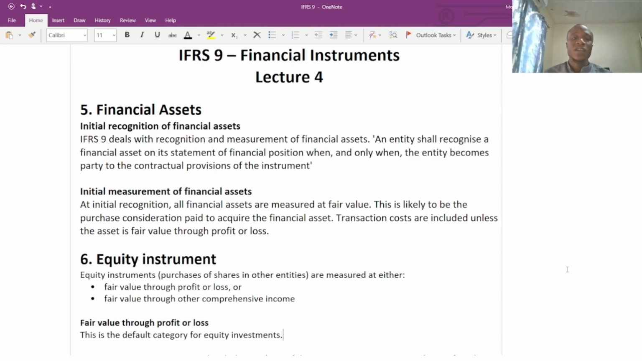The initial measurement of financial assets is very clear. At the initial recognition, all financial assets are measured at fair value. All financial assets at initial recognition, they are measured at fair value. It means at the contract inception of the financial assets, we are going to recognize all financial assets using the fair value. The fair value will be given in the question, and we are going to cover IFRS 13 fair value measurement. So don't worry, for financial reporting examination, the fair value will be given.